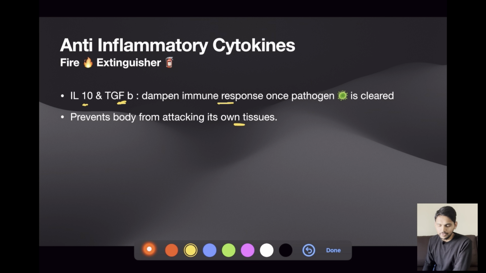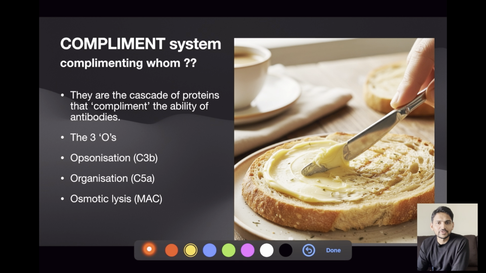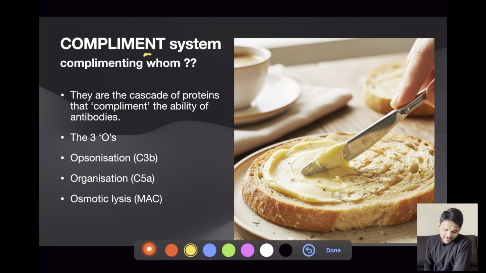These are some signal molecules, cytokines, in our body. So in the beginning, we told that in innate immunity, there are some cells like neutrophils, monocytes, and some pattern recognition molecules. We spoke about cytokines as soluble molecules. One more pending thing is the complement system. So what is it doing? Why is it named the complement system? Whom is it complementing? They are nothing but a cascade of proteins that will complement the actions of antibodies. That's why they are named the complement system.